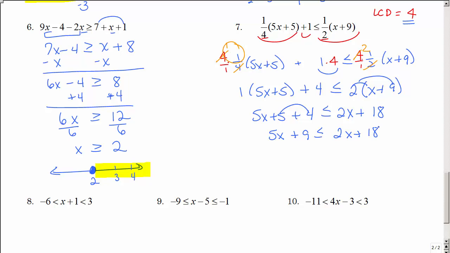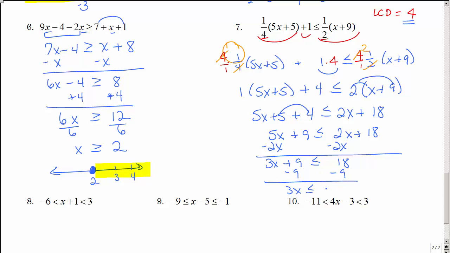What side would you like your x's on? I think again I'd like them on the left, so I'm going to subtract 2x. I'm going to subtract 9. I might run out of room here. Let's see, 18 minus 9 is 9. And then what's my last step? I need to divide by 3.